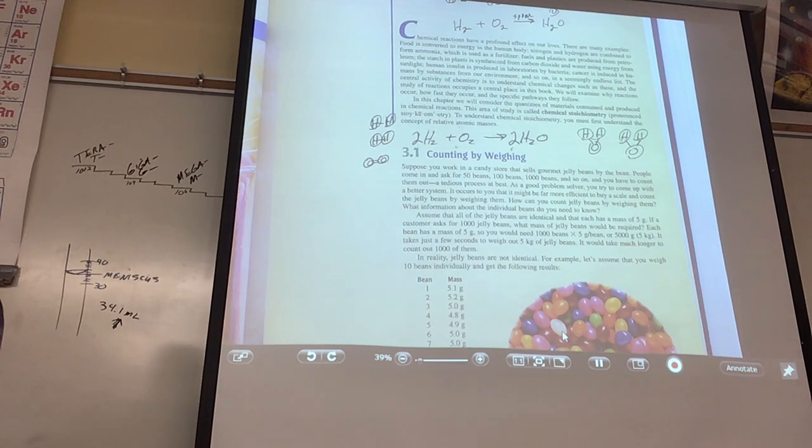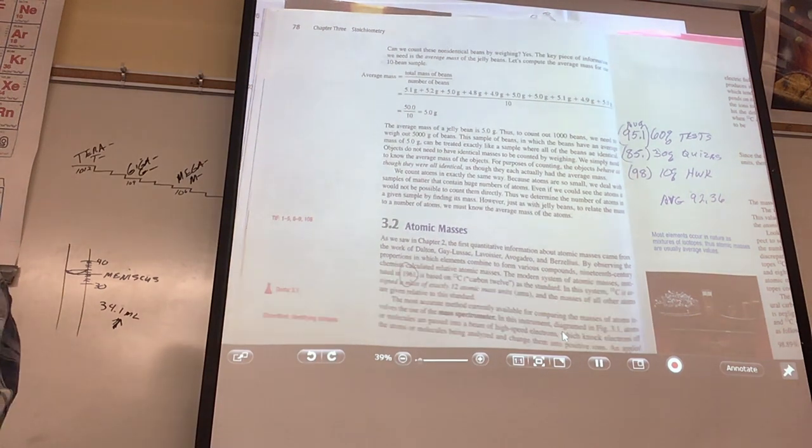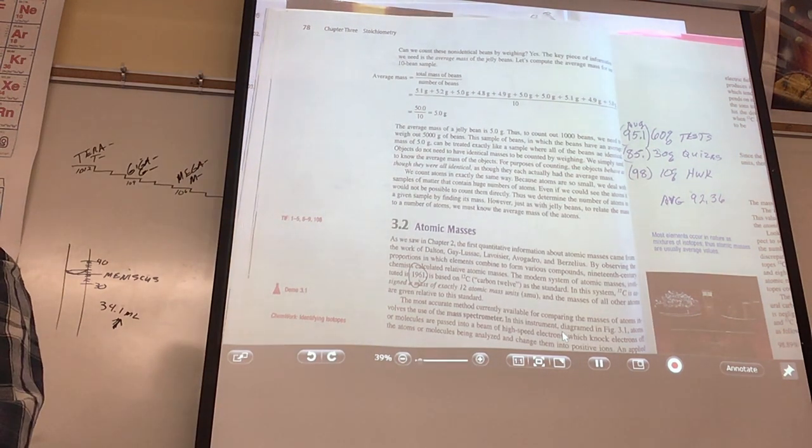If I counted hydrogens, a lot of them would have a mass of 1. But then I'd have one that had a mass of 2, wouldn't it? And another one with a mass of 3. And so that's what this analogy is about. So if I added up the masses of all 1,000, and then divided by 1,000, I would get the average mass of a jelly bean.